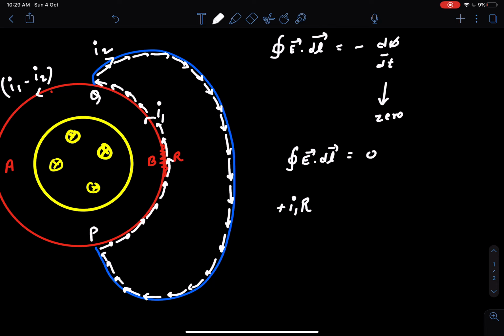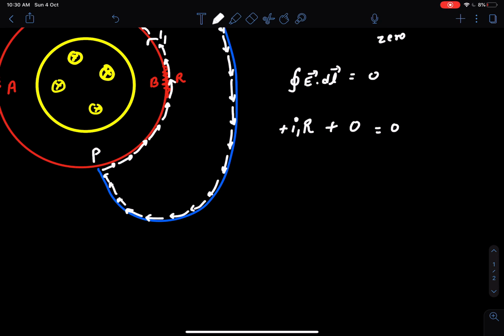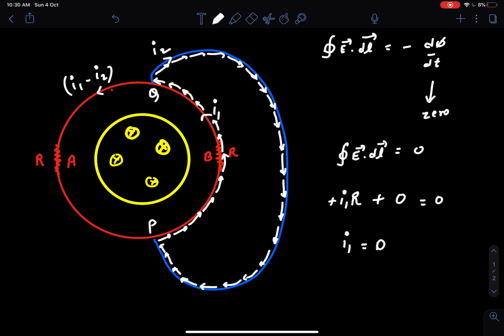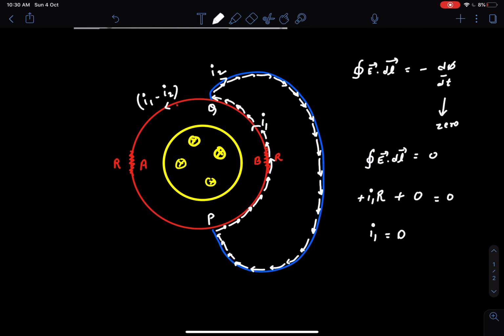So integral of E dot dl from Q to P along this blue wire will give a 0 value. Why? Because moving along this path is like moving along zero resistance, and so there is no IR involved because R is 0 for this blue wire. So this is the complete integral E dot dl along this white loop, and that is equal to 0. Now from here what do we get? From here we get that I1 is 0, which means there is no current I1. Okay. So this is conclusion number 1.